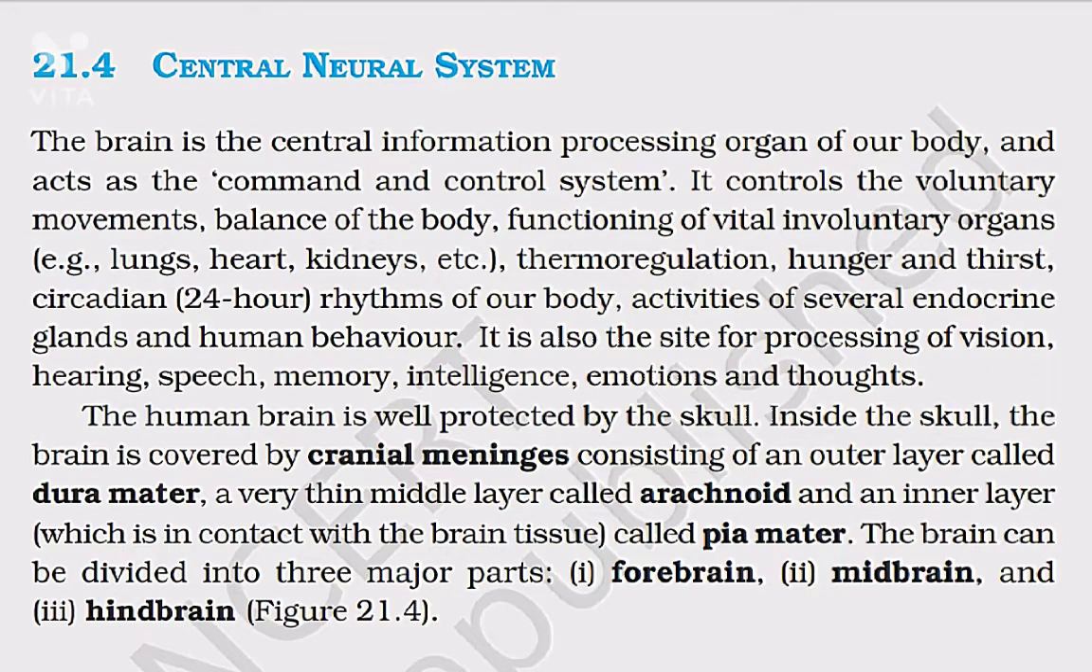The human brain is well protected by the skull. Inside the skull, the brain is covered by cranial meninges consisting of an outer layer called dura mater, a very thin middle layer called arachnoid, and an inner layer which is in contact with the brain tissue called pia mater. The brain can be divided into three major parts. First, forebrain, second, midbrain, and third, hindbrain. Figure 21.4.